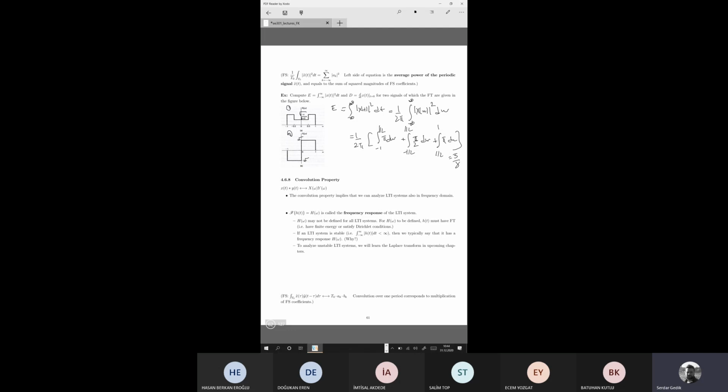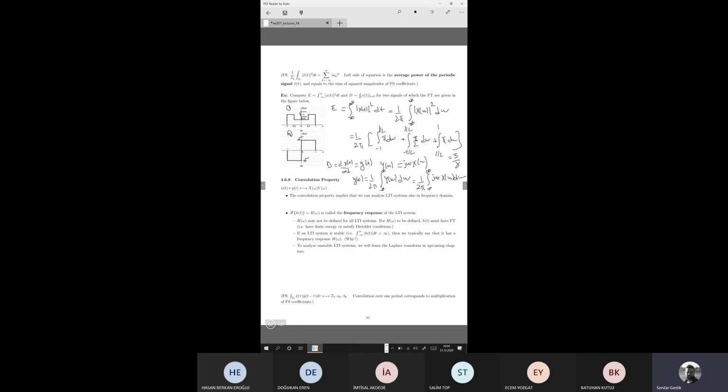So the next is D. D is defined as dx of t by dt. Let's say that this is y of t. Then y of omega is j omega x of omega. And y of 0 is 1 over 2 pi times the integral from minus infinity to plus infinity of y of omega d omega. So it is 1 over 2 pi times the integral from minus infinity to plus infinity of j omega x of omega d omega.